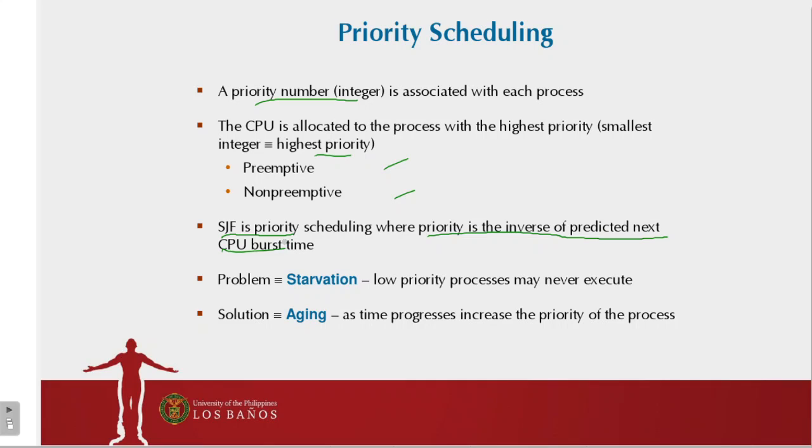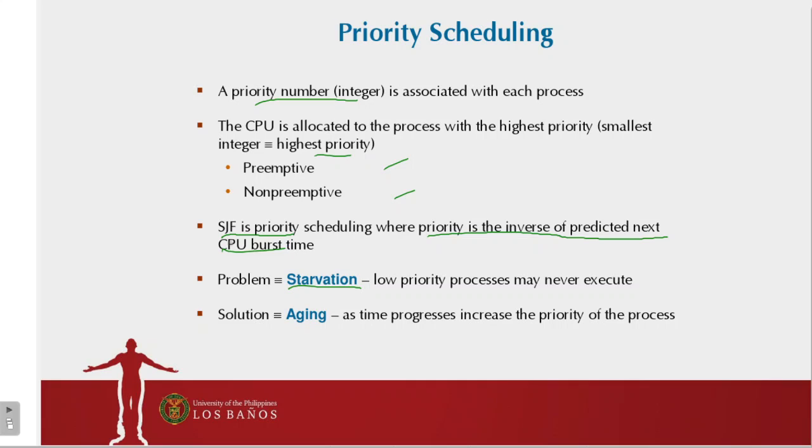of a process. Now the main problem with priority scheduling is starvation, especially if you have preemptive scheduling. Why? Because low priority processes will not have the chance to execute on the CPU because they will always be preempted by higher priority processes, especially in a system where a lot of high priority processes are coming in.